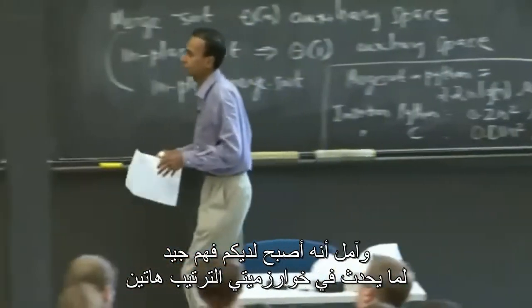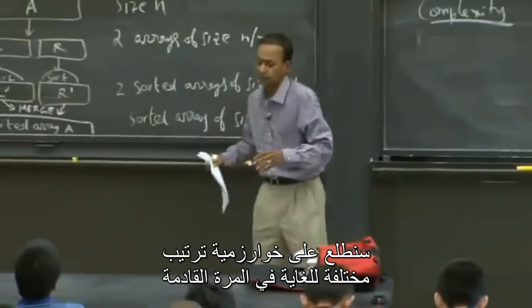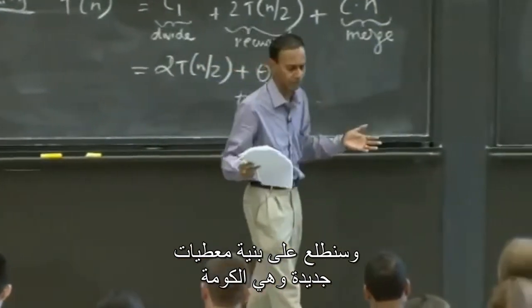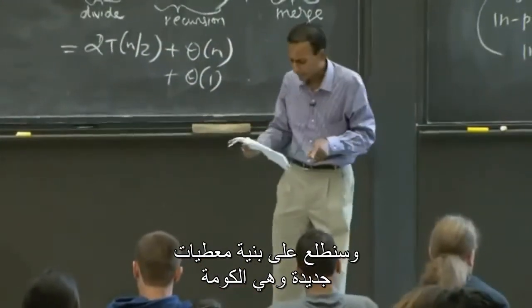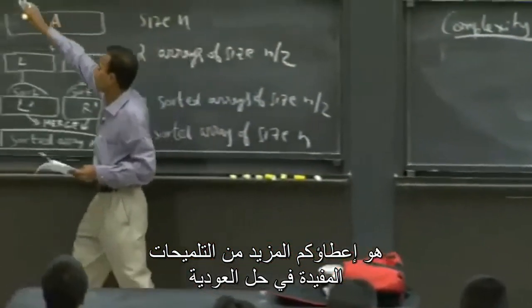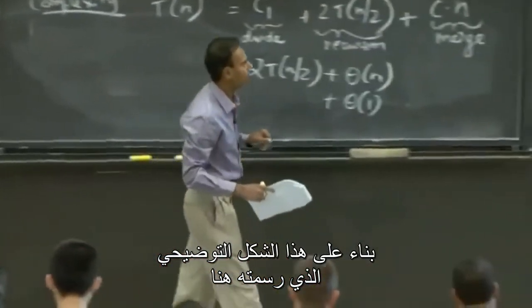So hopefully you have a sense of what happens with these two sorting algorithms. We'll look at a very different sorting algorithm next time using heaps, which is a different data structure. The last thing I want to do in the couple of minutes I have left is give you a little more intuition as to recurrence solving based on this diagram that I wrote up there.